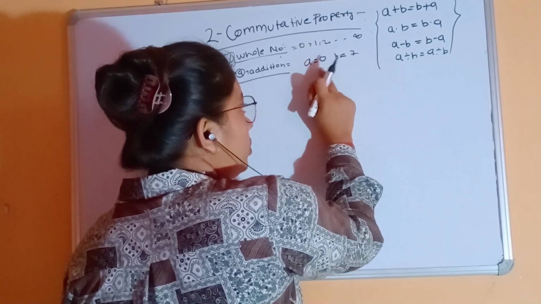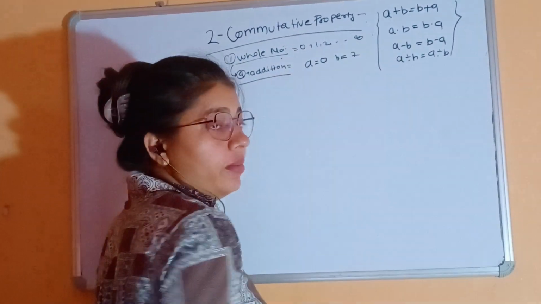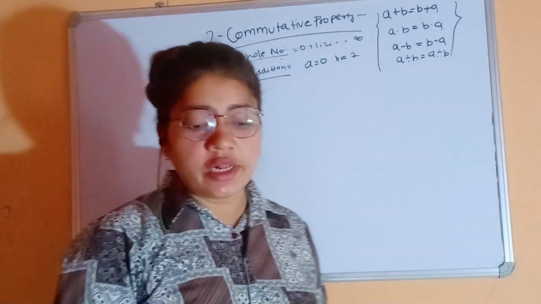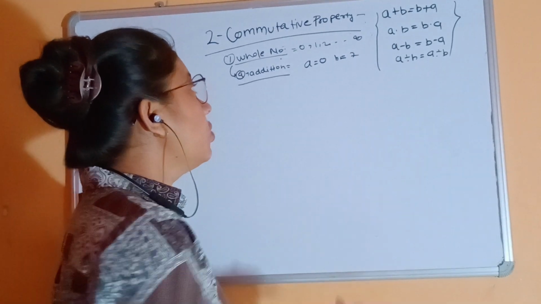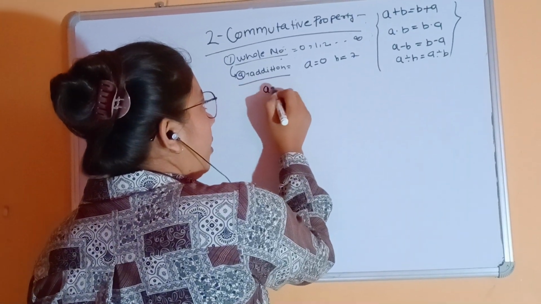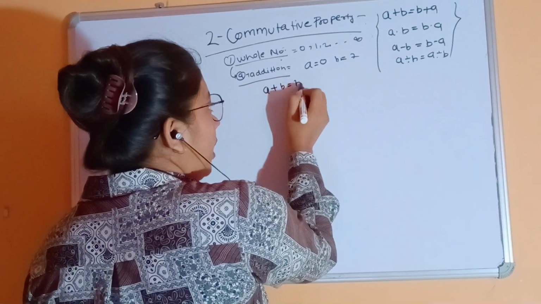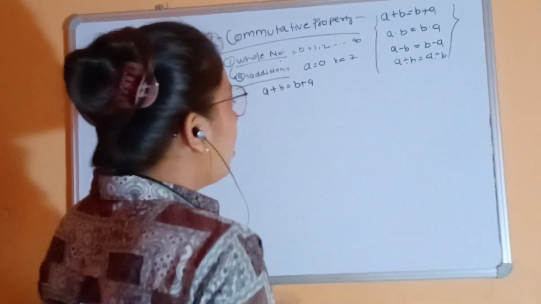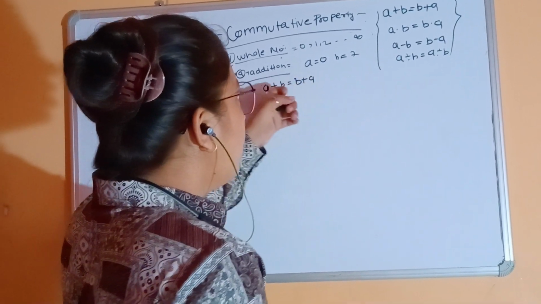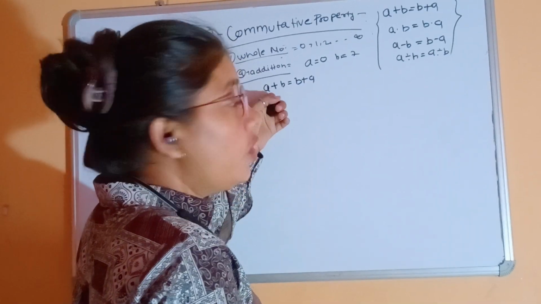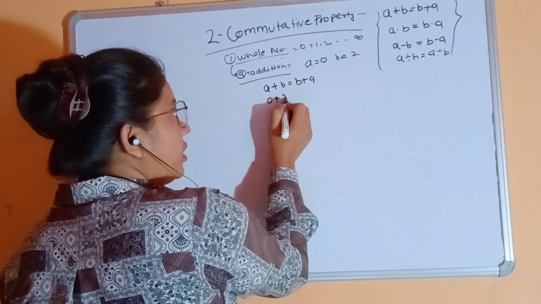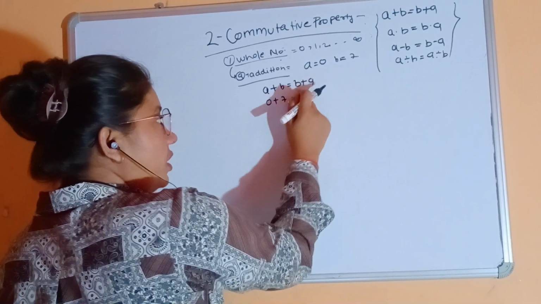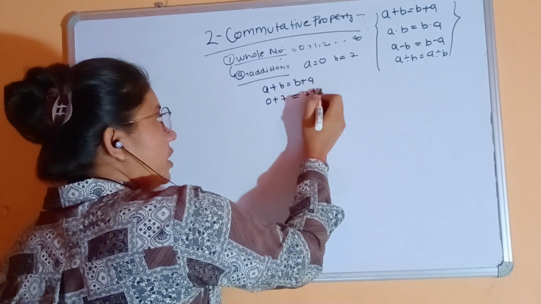Why is a equal to 0 taken? Because it is an example of whole numbers, and in whole numbers 0 is also included. So here a is equal to 0, b is equal to 7, and a plus b is equal to b plus a should follow here. Now we put in the values and understand whether it follows or not. So a is 0 plus b is 7 is equal to b is 7 plus a is 0.